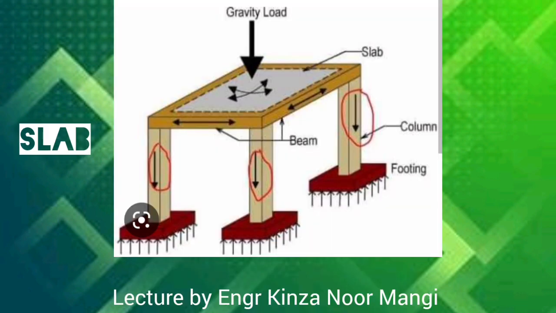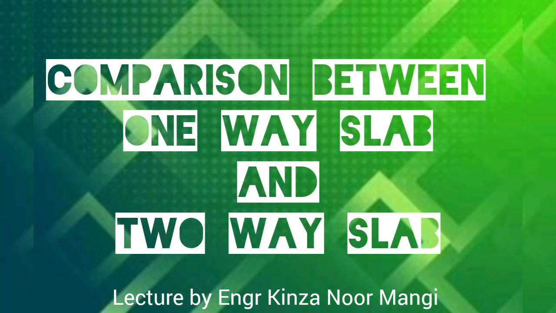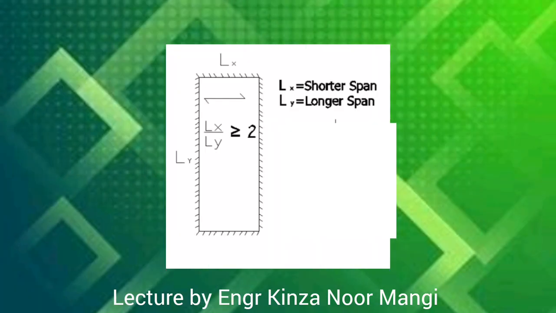Slab. Now, slab is a horizontal structural component which is supported by beams, columns, and walls. The depth of a concrete slab is very small compared to its span. Slab is used to create floors, roof decks, and ceilings. Let's start to know about the comparison between one-way slab and two-way slab.